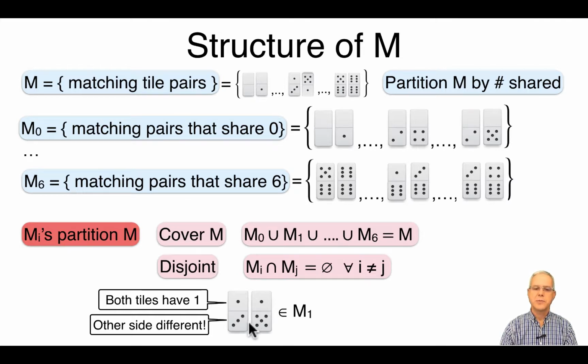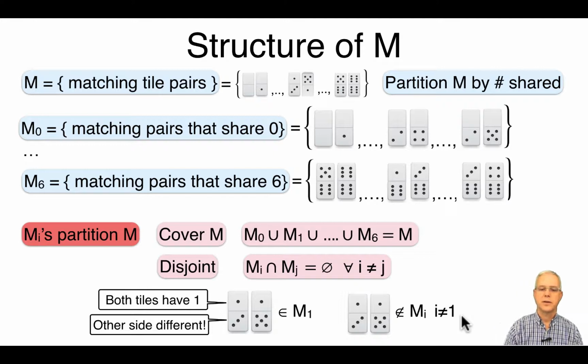Okay, and because the bottoms must be different, they cannot be in any other Mj. For example, they cannot be in M3 because this one has 3, but this is different, so this tile cannot contain 3 also, so they're not in M3. Cannot be in M5 because this has 5, but this one is different, so it's not 5, so it cannot be in M5, and also they cannot be in M4 because none of them have 4. So this means that this pair is in M1, and therefore it is not in M2, M3, it is not in Mi for any i which is not equal to 1.